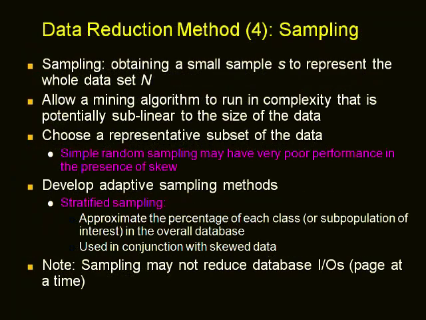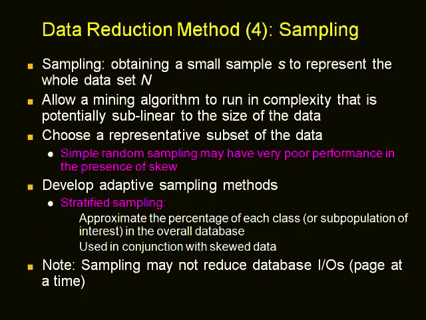Another kind of data reduction method is known as sampling. The sampling process obtains a small sample S to represent the whole data set N. This method allows a mining algorithm to run in complexity that is potentially sublinear to the size of the data. So normally we choose a representative subset of the data. Sometimes simple random sampling may have very poor performance in the presence of skewed data. An adaptive sampling approach, one such method, is called stratified sampling. In this method, we approximate the percentage of each class or subpopulation of interest in the overall database.